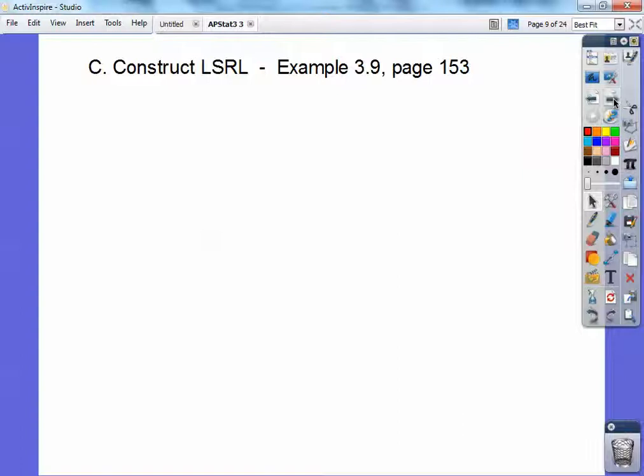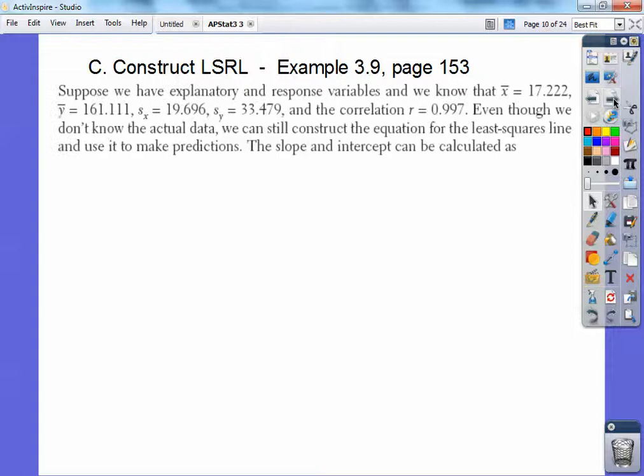All right, so let's construct a least square regression line for example 3.9 on page 153. Everything is given to you here. Suppose we have an explanatory and response variable, and we know that the mean of the x's is 17.222. The mean of the y's is 161.111. Standard deviation of x's is 19.696, and of the y's is 33.479. And the correlation is 0.997. Okay, that's a good correlation.